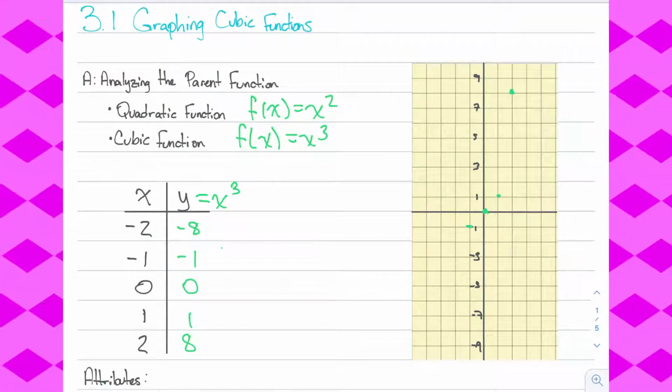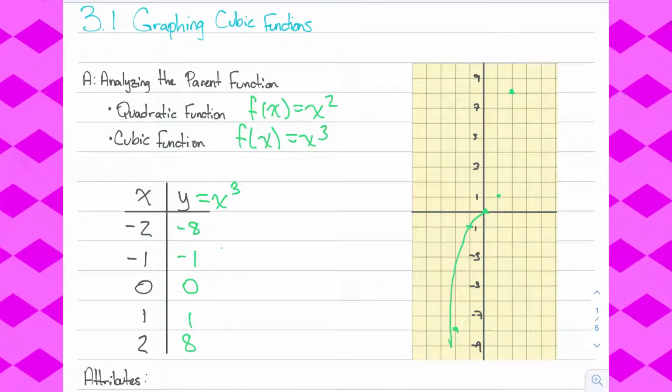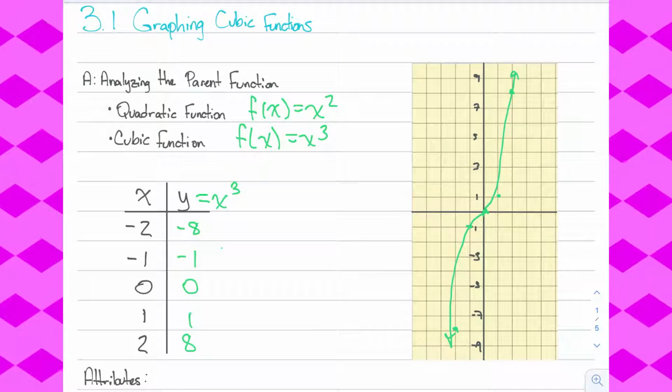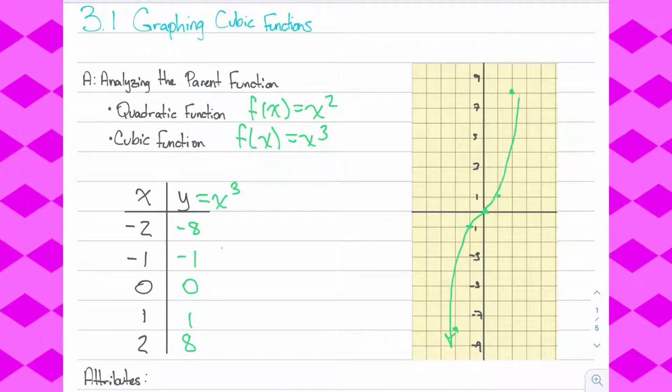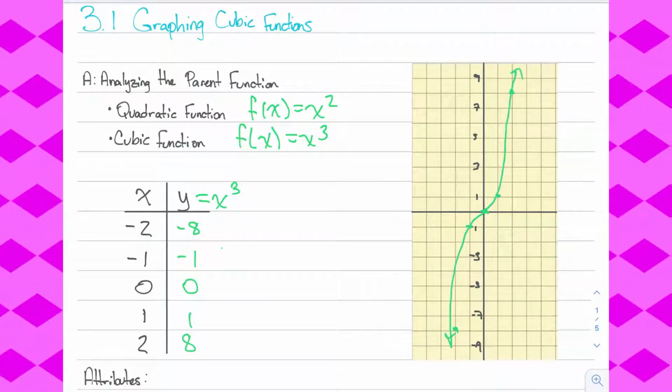We can see as we go to the right, it's going to shoot off pretty quickly. And as we go to the left, it's going to shoot down pretty quickly. So it kind of looks like a parabola if you just wrenched that left side down. Let's try to draw it so it actually goes through all 3 points. There we go.